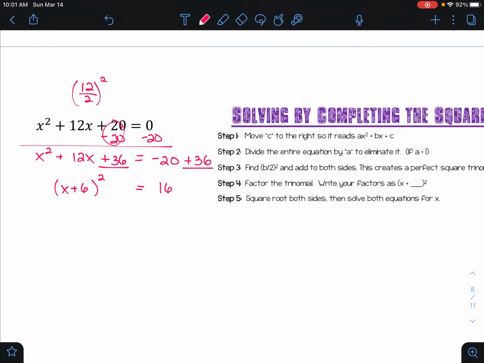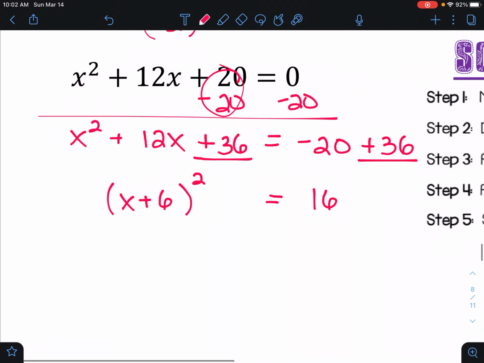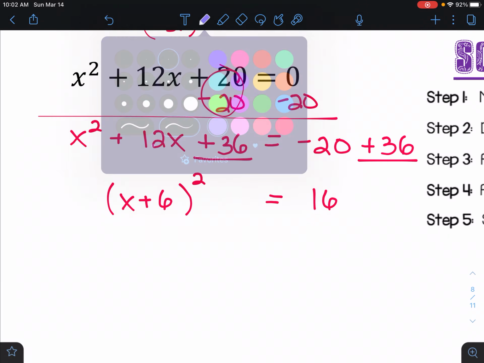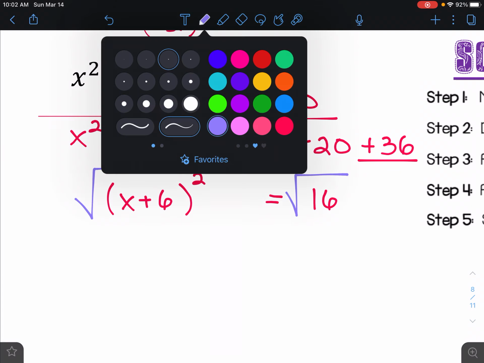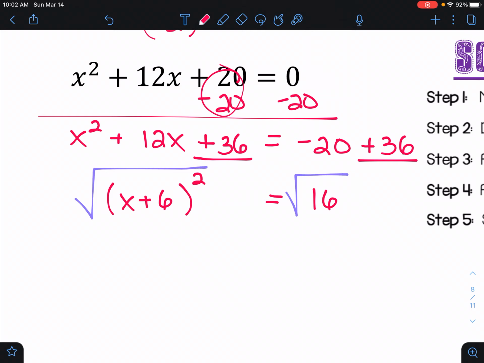All right, now I want to solve for x. This means I need to get rid of that squaring. As you can see here, step 5 says to take the square root of both sides and solve for x. So I'm going to square root this, and I'm going to square root this. When I square root that, the squaring and the square root are going to cancel out. So I'm going to be left with x plus 6. Because I have just those two things, I don't need the parentheses anymore. And over here, I'm going to have the square root of 16, but I'm going to remember that I have two answers when I do that. It's plus or minus 4.